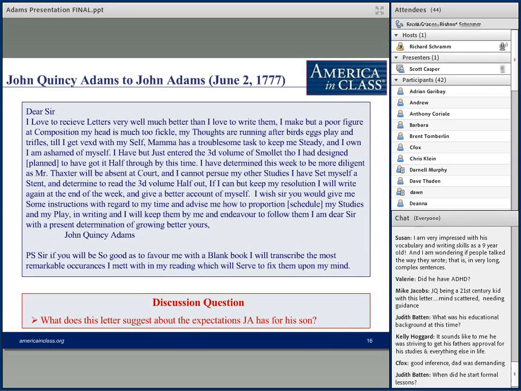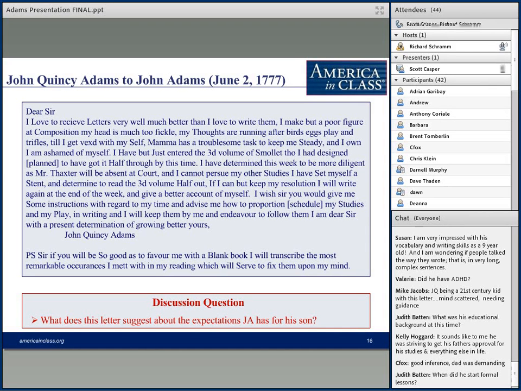Scott, is there any indication that perhaps his mother might have written this letter for him? I mean, he's 9 years old, undoubtedly smart and well educated for a 9-year-old, but the vocabulary here, vexed, fickle, troublesome. Any chance that Mama might have had a hand in this?